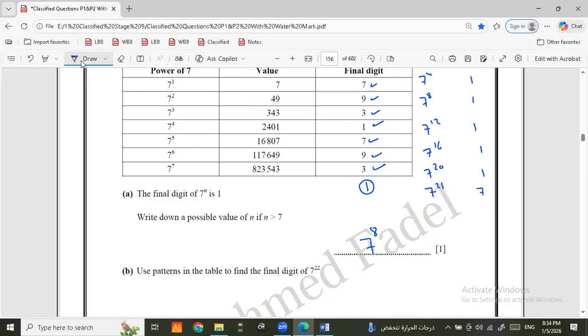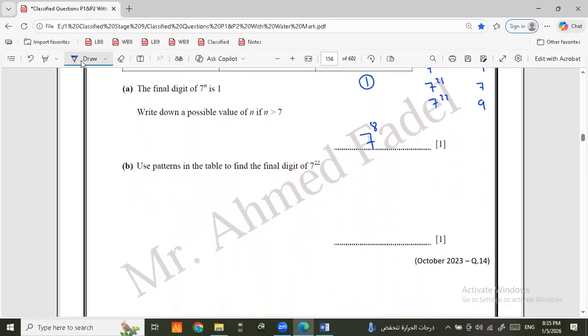7 to the power of 22 will end in 9. I used the pattern: 7 to the power of 4, 7 to the power of 8, 7 to the power of 12. The multiples of 4 in the power end with 1, so up to 7 to the power of 20 will end in 1. Then 7 to the power of 21 ends in 7, then 9, then 3. So 7 to the power of 22 will end with a 9. The final digit is 9.